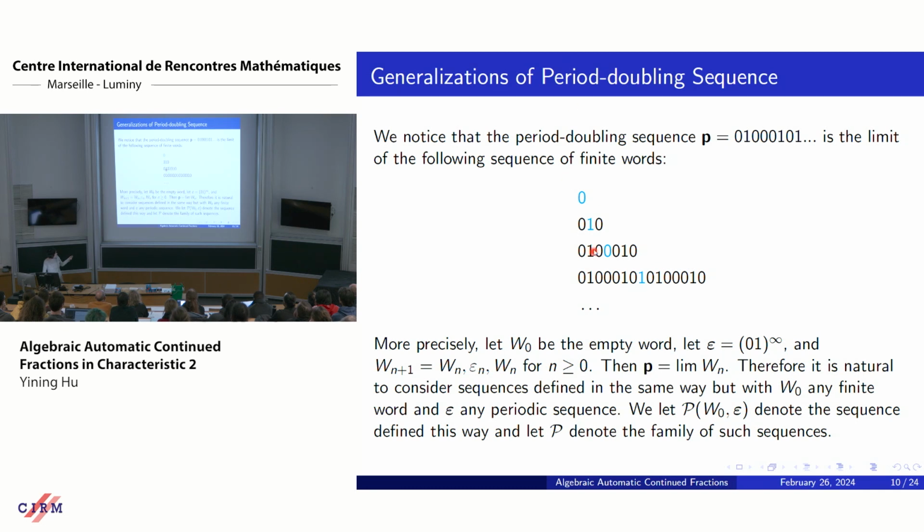The parts in the middle in blue are 0, 1, 0, 1, and it will continue this way. It is periodic: 0, 1. And then at each step, the new word is composed of the old word, the blue part, and the old word repeated.